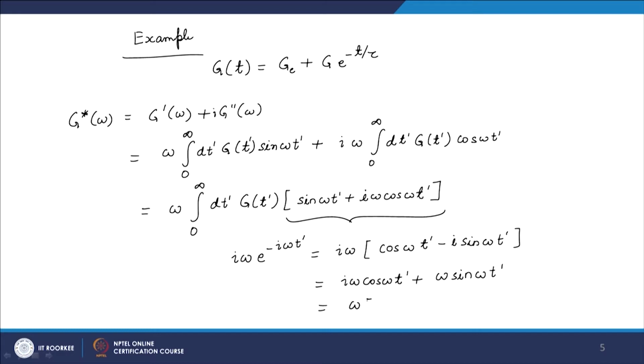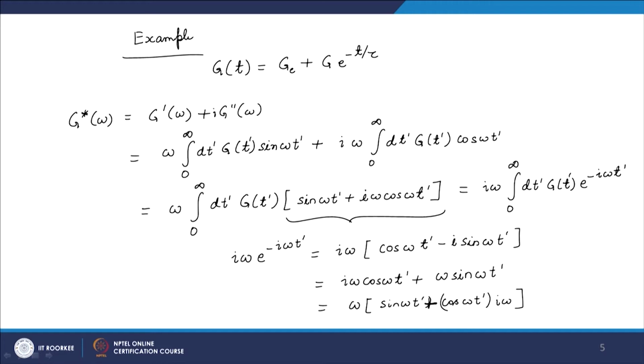We have omega multiplied with sin omega t prime plus cos omega t prime multiplied by I omega. So, we can then write this as I omega integral from 0 to infinity dt prime G(t prime) e to the power minus I omega t prime.